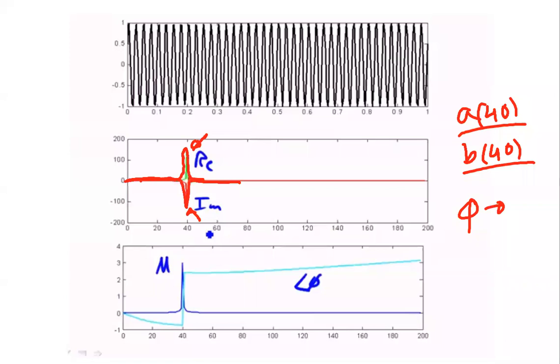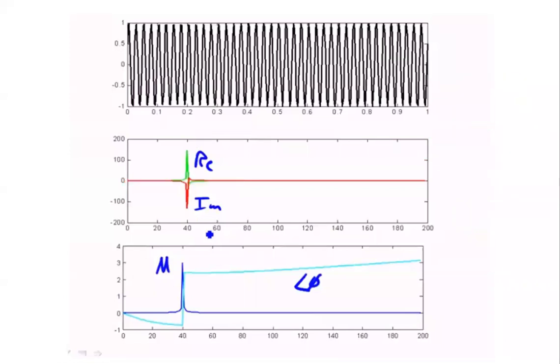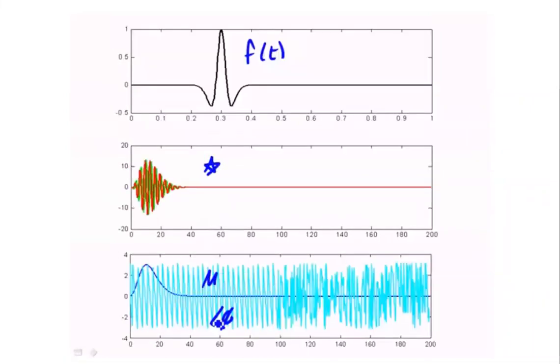Tan inverse operation, and for the magnitude response, A square plus B square, and the root of that. That will give us the freedom to find out the magnitude response. Okay, another one is this. This is our FT, that means an unknown signal.